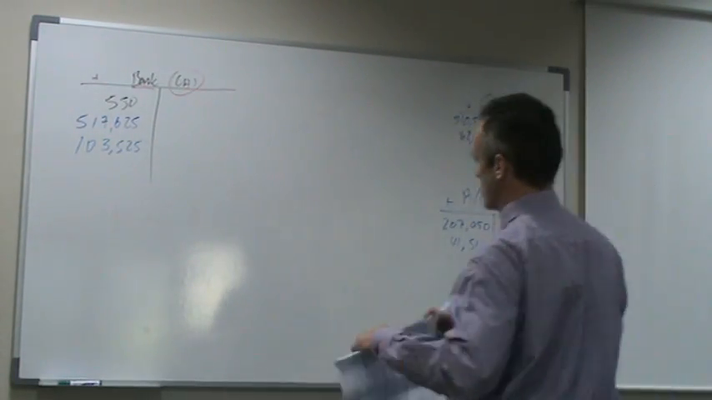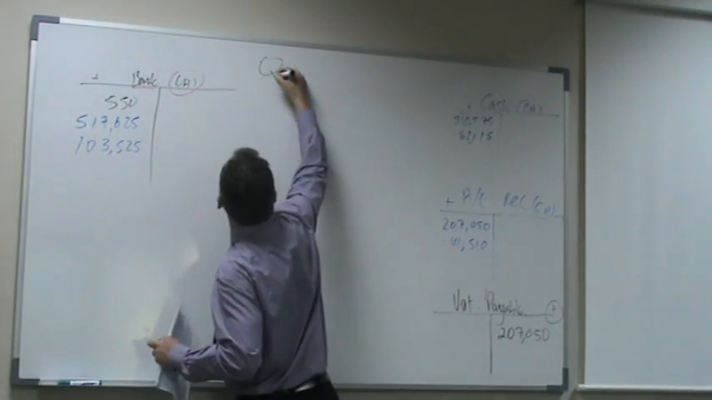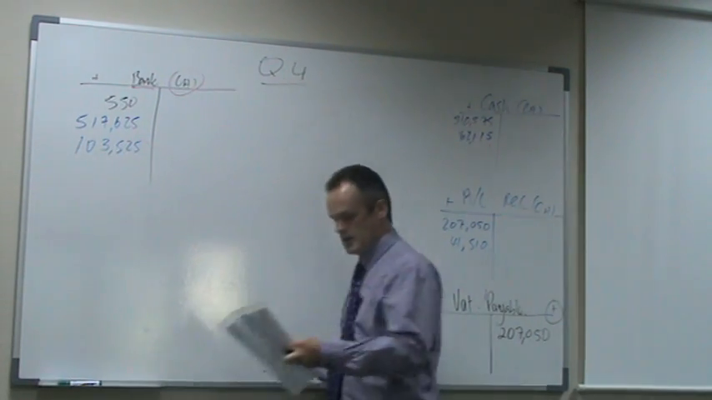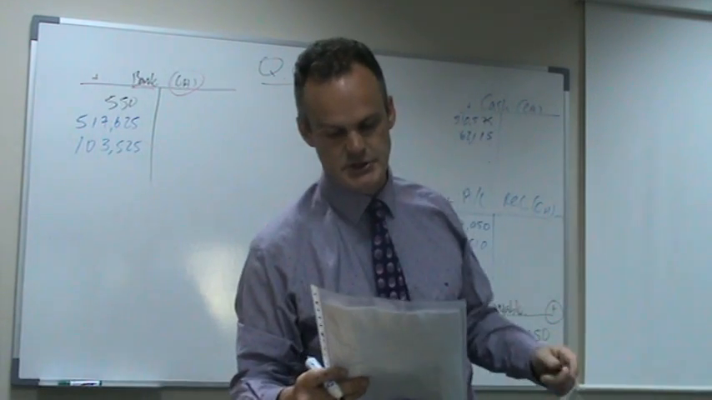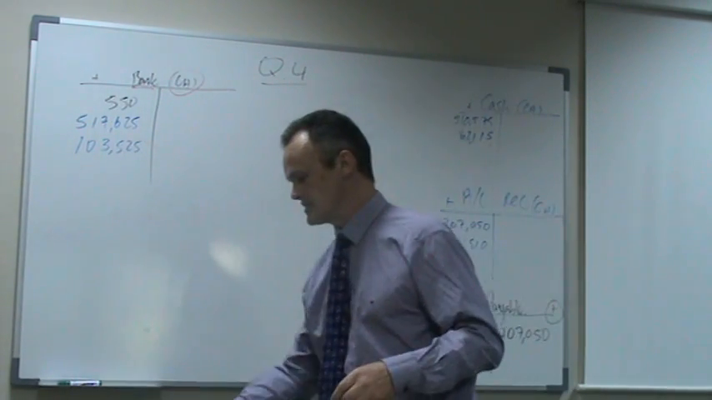Right, question 4. Question 4. We make a bad debt allowance for 10% of the balance due to debt age concerns.